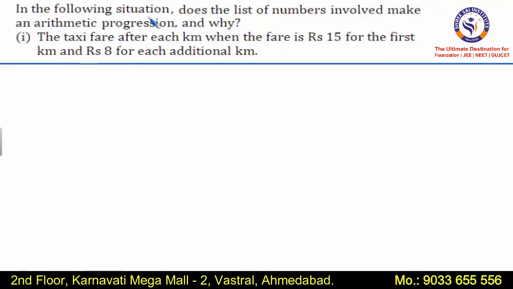In the following situation, does the list of numbers involved make an arithmetic progression and why? Let's begin with the solution.